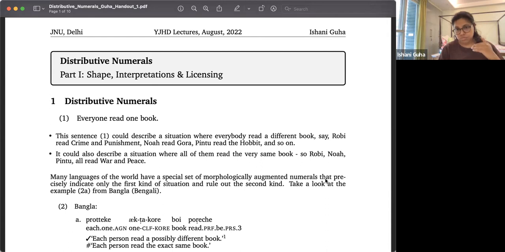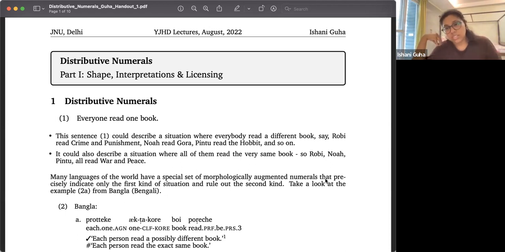Rather than telling you about the interpretation, let me tell you in what sort of situation this sentence can be true. In one of the situations in which sentence one, everyone read one book, can be true, everybody read a different book. Here I have given some names. Robi read Crime and Punishment, Noah read Goda, and Pintu read The Hobbit, and so on. Aisha read her own book.